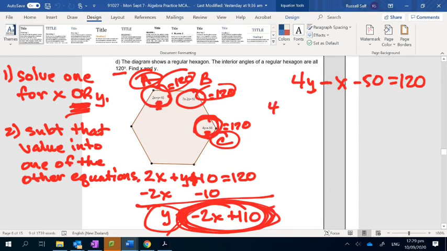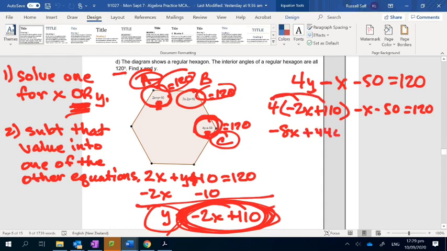Now, 4 times negative 2x plus 110 minus x minus 50 equals 120. So now what's happened is I don't have two variables anymore. I just have one, an x. And I can solve that. I can't solve something with an x and a y in it. So let's start. 4 times negative 2x is what? 4 times positive 110 is positive 440. Minus x minus 50 still equals what? 120.